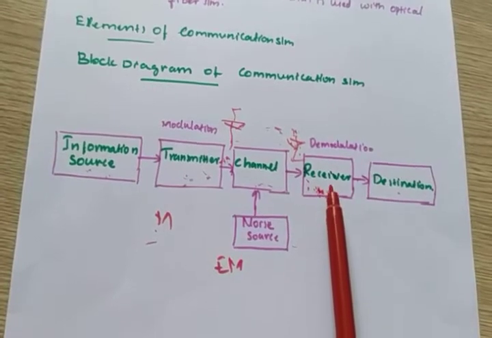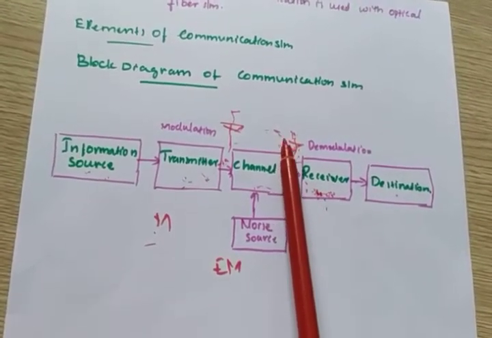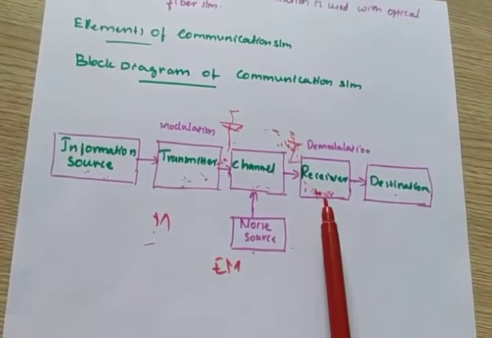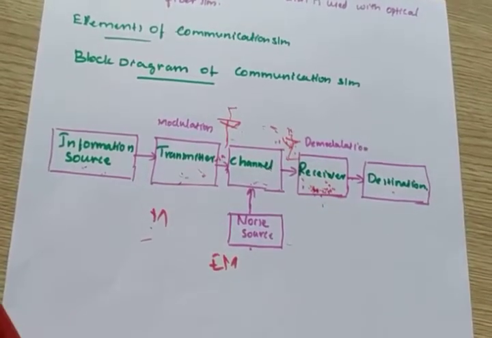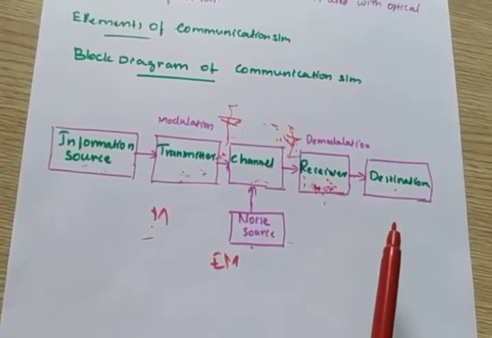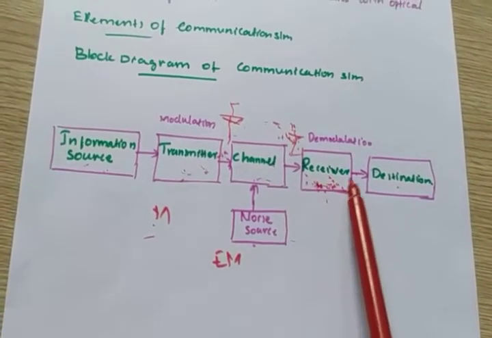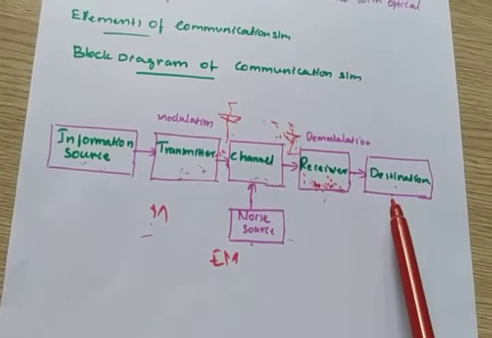Okay, and a filter circuit is also here in this receiver block. Why? Noise is added in this channel, so the signal is affected by this noise. So the noise should be filtered out. For that we need a filter circuit in this receiver block. After filtering, we will get a low frequency, high energy signal, and that is given to the destination, which is nothing but our receiver unit.